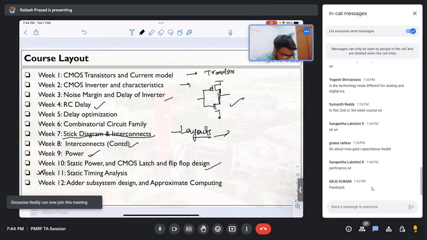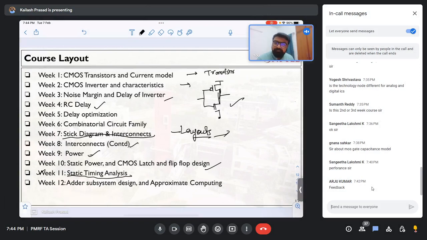Then the most important topic will come. Actually, everything is important, and why I consider it most important is because we do verification that, okay, if you provide 0, it is coming 1 over here, right? If you provide 1, it is coming 0 over here. This is called functional verification, okay? You are checking the functionality.